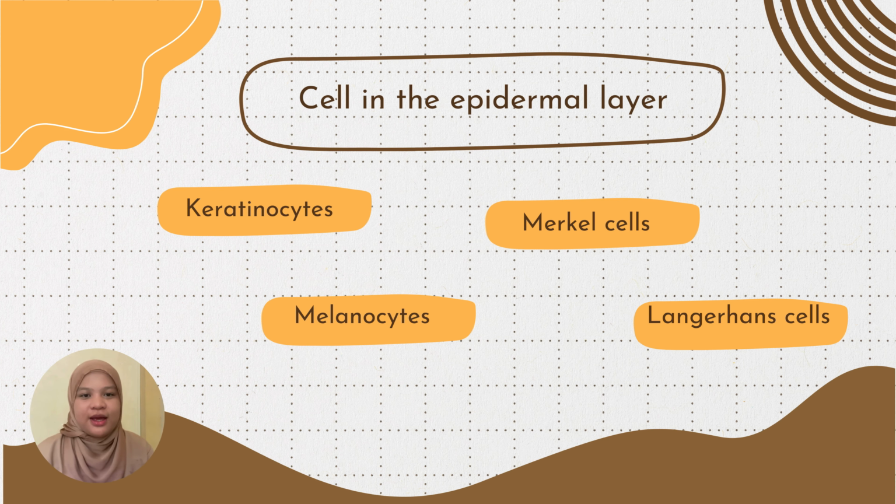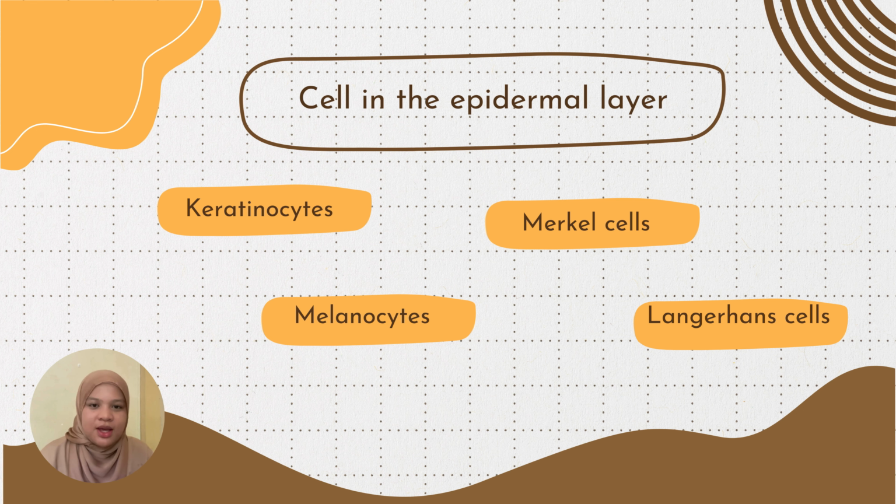There are many cells in the epidermal layer. The first one is the keratinocyte. Keratinocytes synthesize keratin, a waterproofing protective protein. The second one is the melanocyte. Melanocytes are located in the basal layer of the epidermis. They synthesize the pigment melanin that gives the skin a dark color and absorbs UV radiation.